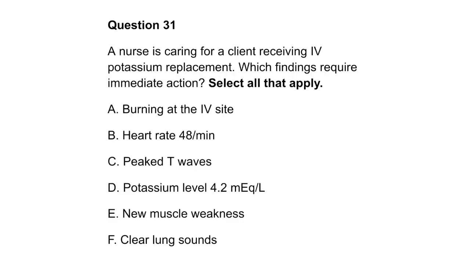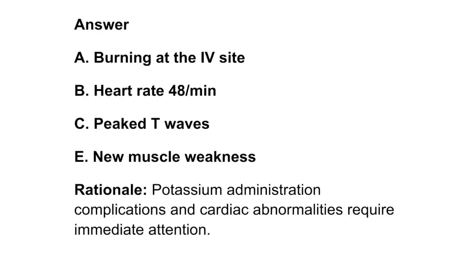Question 31. A nurse is caring for a client receiving IV potassium replacement. Which findings require immediate action? Select all that apply. A. Burning at the IV site. B. Heart rate 48 per minute. C. Peaked T waves. D. Potassium level 4.2 milliequivalent/L. E. New muscle weakness. F. Clear lung sounds. Answer. A. Burning at the IV site. B. Heart rate 48 per minute. C. Peaked T waves. E. New muscle weakness. Rationale. Potassium administration complications and cardiac abnormalities require immediate attention.